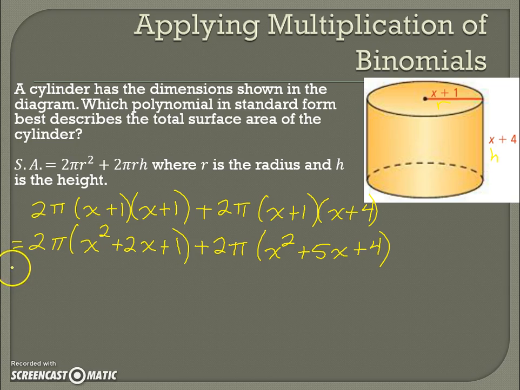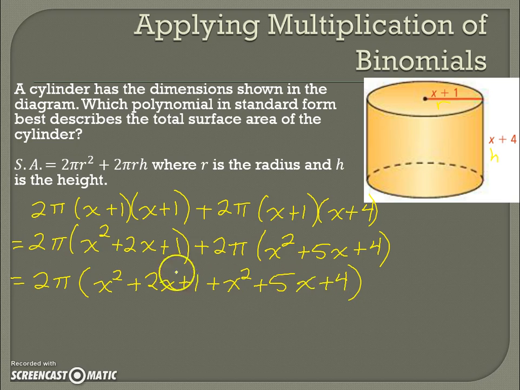From this point, I'm going to factor out a 2 pi. All right, which means these both have a common term, so I'm going to factor that out to the front. This will make more sense as we go, but for now, I just want you to copy along. So when I factor that out, what I'm left with is x squared plus 2x plus 1 plus all of this stuff, plus x squared plus 5x plus 4. And we'll talk again more about what it means to factor something out.